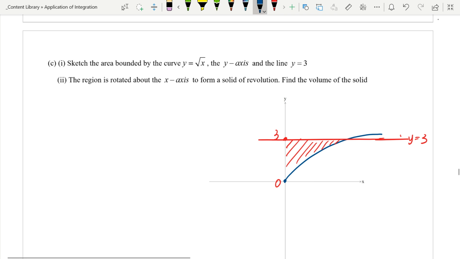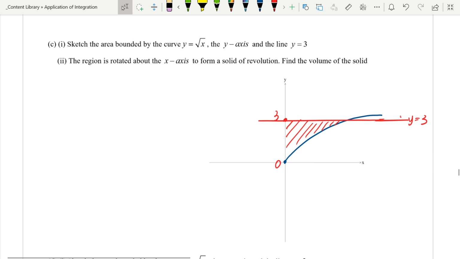So we rotate about the x-axis, but the area is not formed between the x-axis. That's the problem. If you form the area between the x-axis and rotate about the x-axis, it's easy. But this one is rotated about the x-axis, but formed by the y-axis. That's different. So what we need to think about here is a volume. So we get pi, we have an integral. We rotate about x, so it's a dx. That's all the same as before.